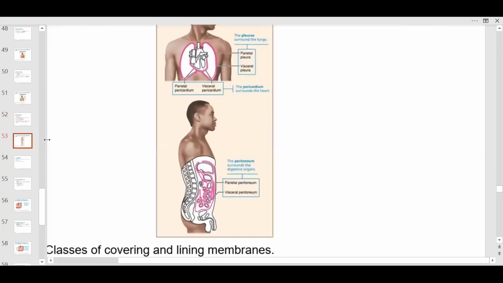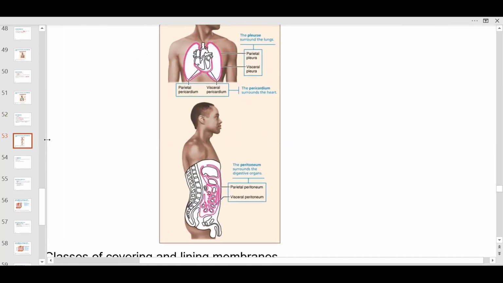So going through, we did this in lab, again, parietal and visceral, the difference. This is a better one to see, I think, using the pericardium and the pleural. So the visceral pleura lines the lungs, the parietal pleura lines the inner part of the thoracic cavity. So parietal versus visceral. Remember, visceral means organ. So that's usually lining the outside of the organ. Parietal is outside. Same thing down here in the peritoneum.